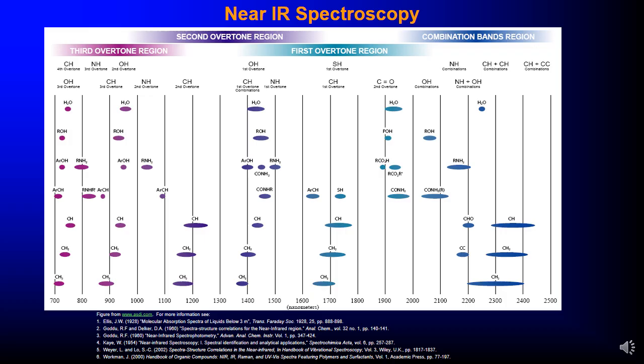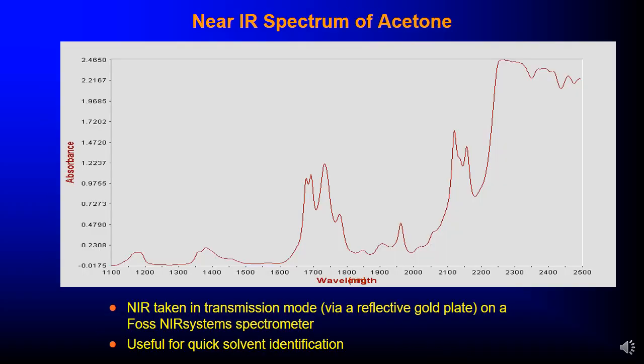So you can be able to see near IR. Then we have an example of a near IR spectrum of acetone. You can be able to see.